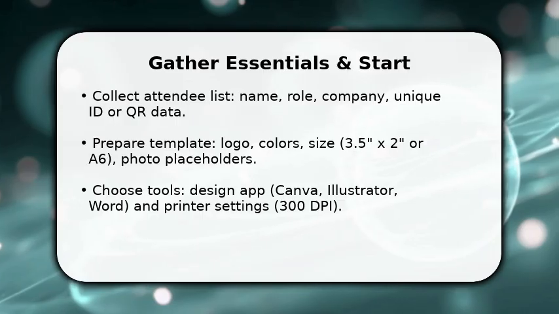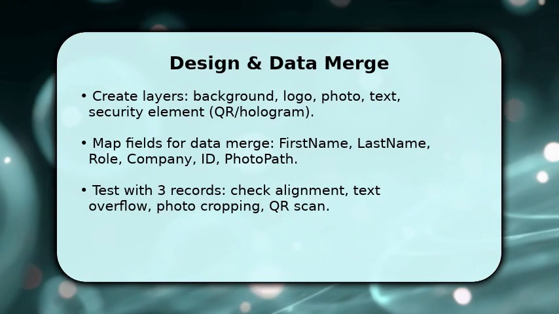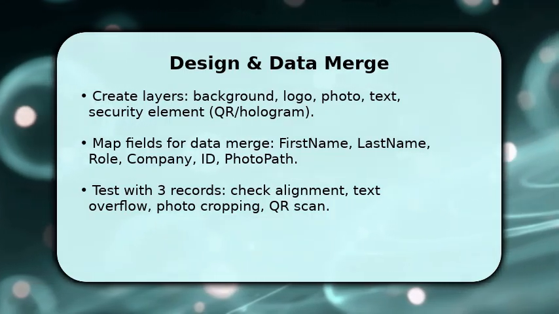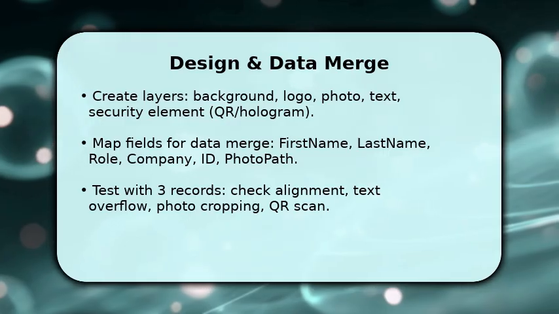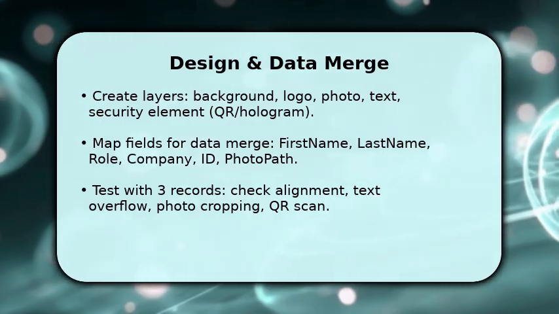Now move into the detailed execution. Build clearly labeled layers for background, logo, photo, and text so you can lock or hide elements as needed. Then set up a data merge or variable fields linking first name, last name, role, company ID, and photo path.